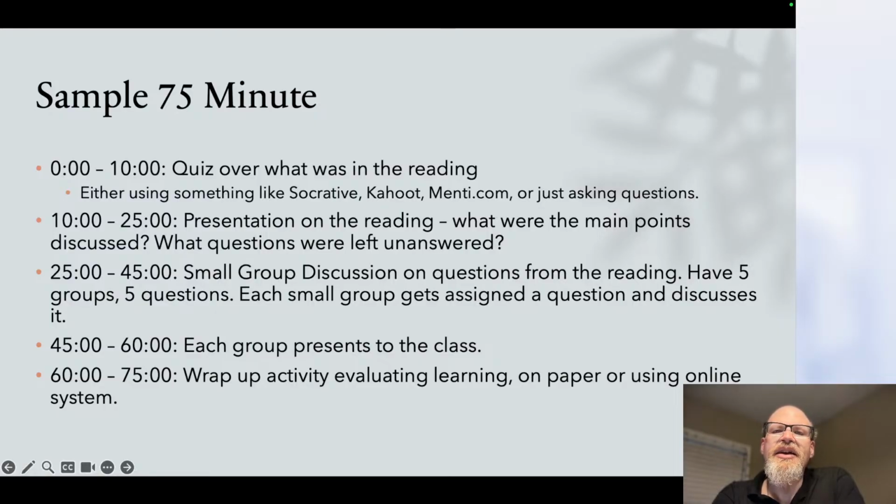Kind of tells you, hey, this was something that was important. 25 to 45, small group discussion on the questions from the reading. Maybe have 5 groups, 5 questions. Each group talks about their own assigned question, and then they report back to the group. Those little presentations will probably take up another 15 minutes.